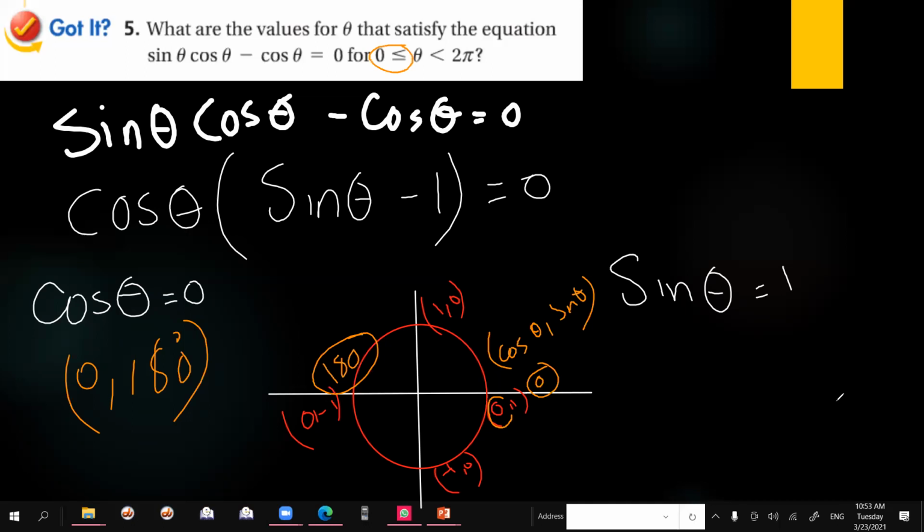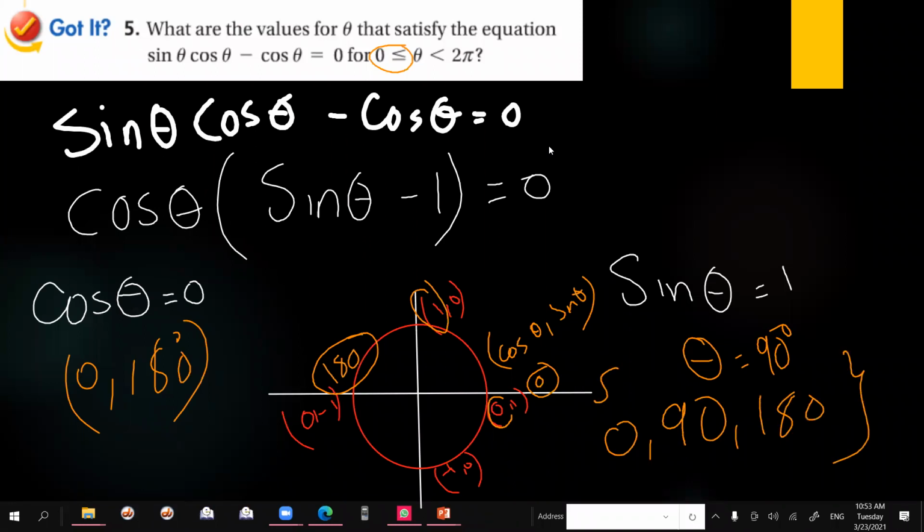So then sine of theta is 1. When the angle's sine is 1, it's angle 90. So the values here will be 0, 90, and 180. These are the values that satisfy the equation. In radians, they are 0, pi over 2, and pi.